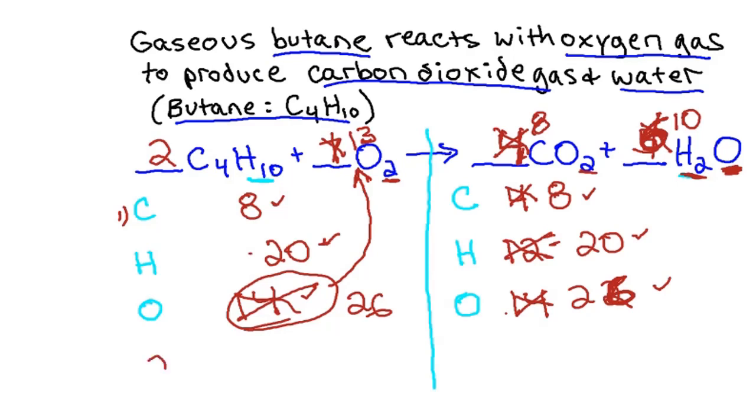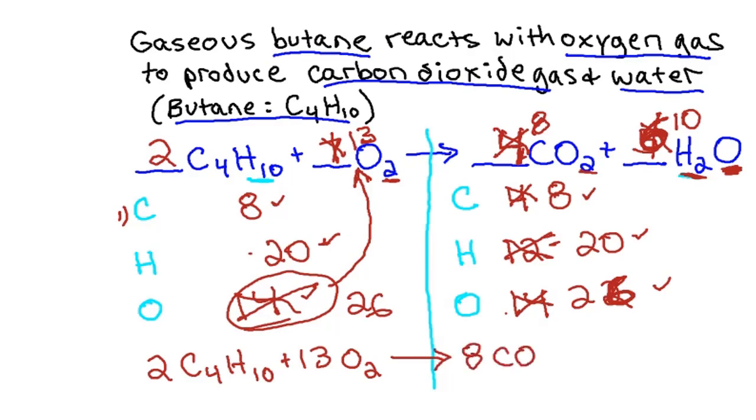So your answer is going to be 2 butanes plus 13 oxygens, gas, yields 8 carbon dioxides plus 10 moles of water. And that's your answer.